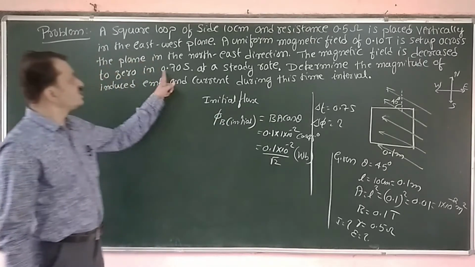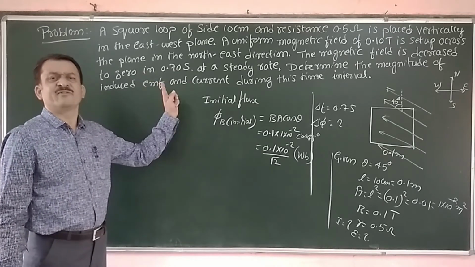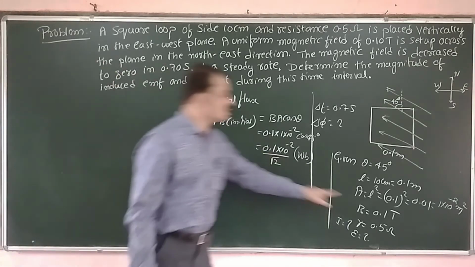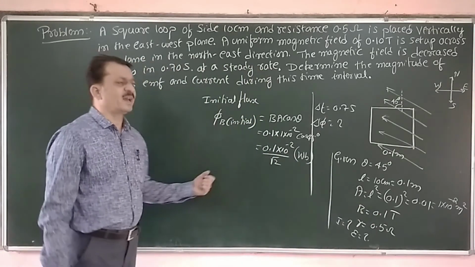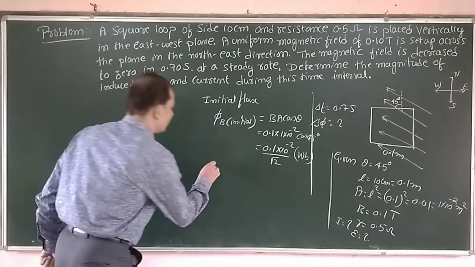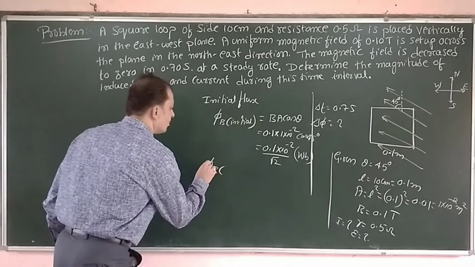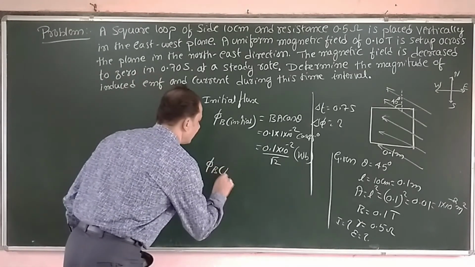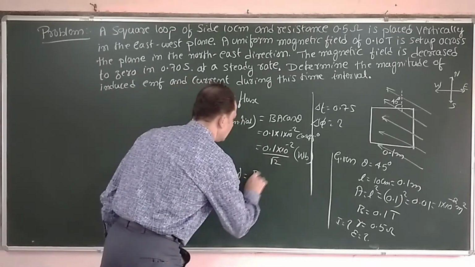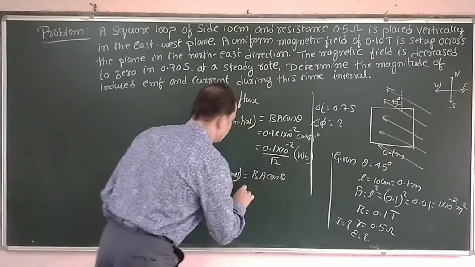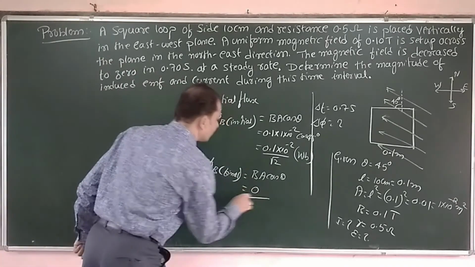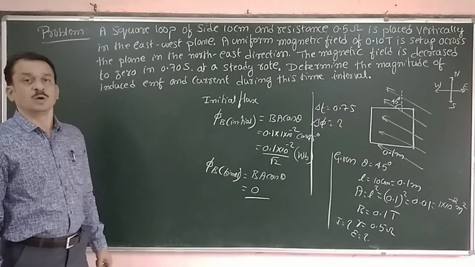Now in 0.7 seconds, that magnetic field is steadily reduced to 0. In the first case, the magnetic field is 0.1 Tesla. In the second case, that is the final flux case, the magnetic field becomes 0. Now for the final magnetic flux, it is once again the formula BA cos theta. Since the magnetic field is reduced to 0, therefore the flux also becomes 0.